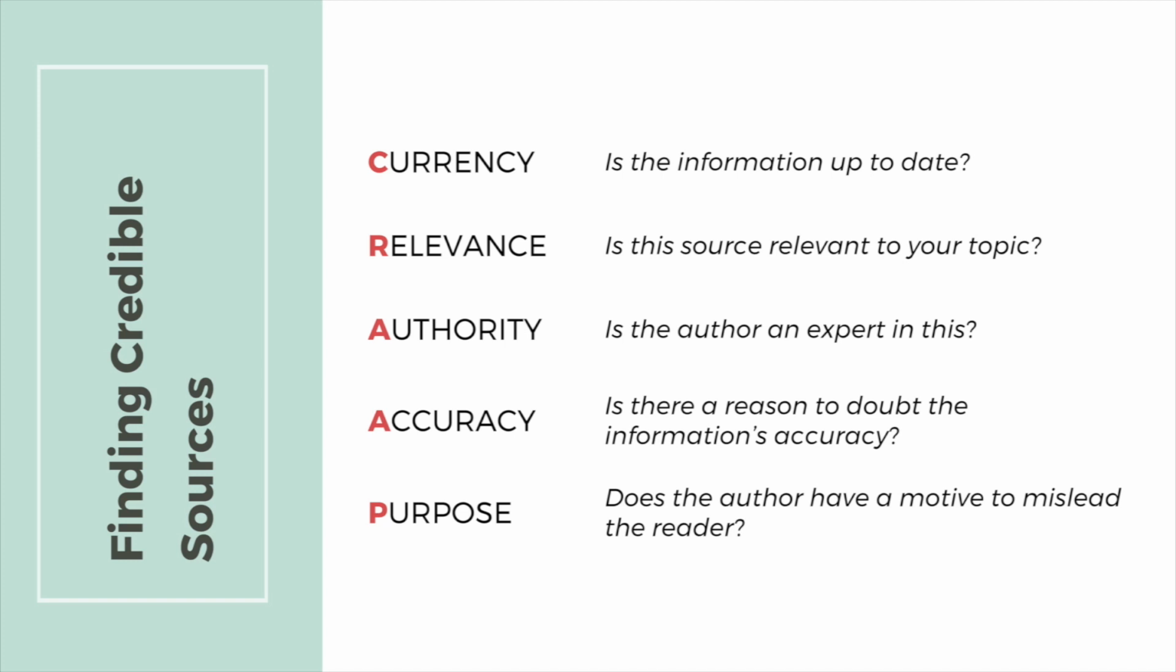Is the information relevant to our topic, or is it about something different? Is the author someone who knows this subject well? Did you find data that contradicts your source or raises questions about your source's accuracy? And does the author have a motive to mislead the reader? I want to take a moment and talk about that last question, which is particularly important, but also kind of tricky. I think it's easiest to explain with an example.